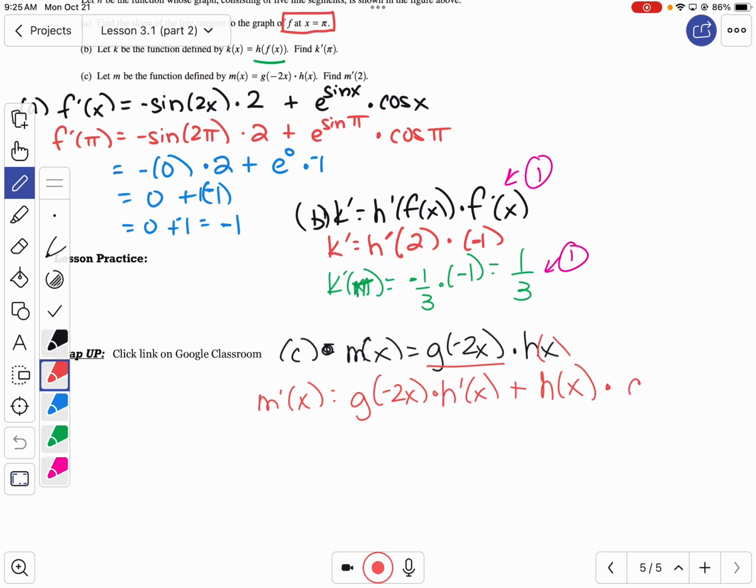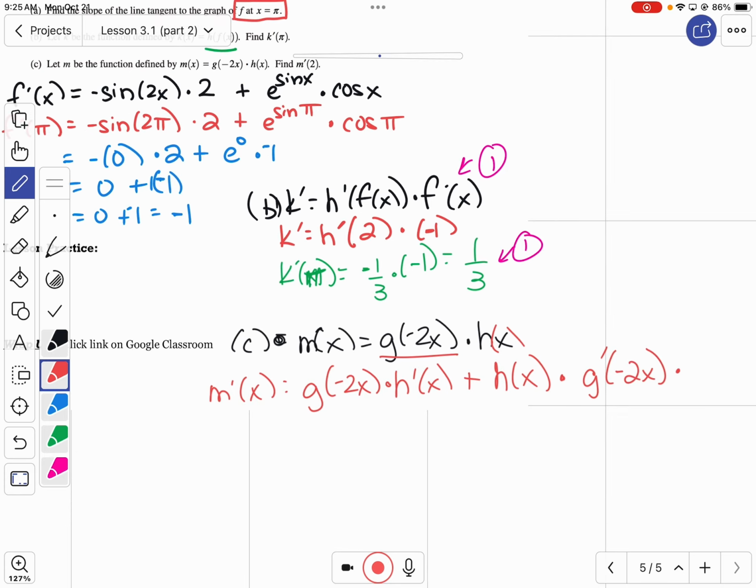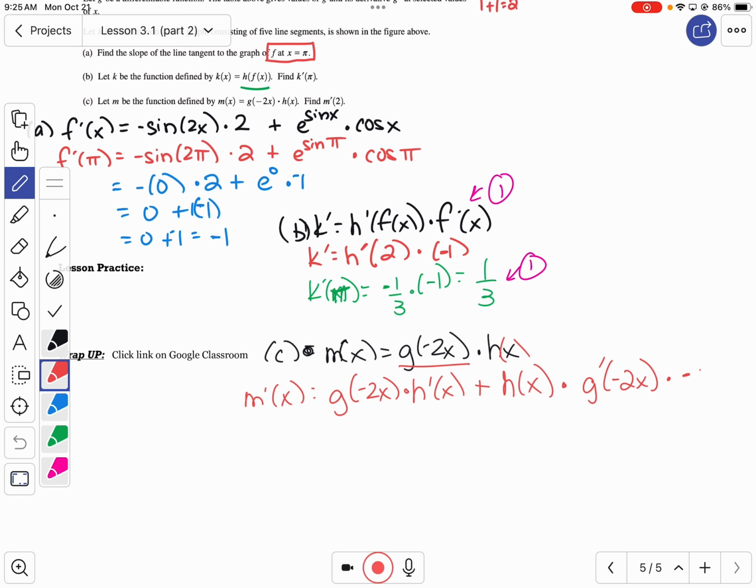So we're going to do g prime of -2x times the derivative of the inside, which would be -2. Okay, so that's where that one gets a little convoluted. All right, and that is worth a point. Oh, it's actually worth 2 points. Okay, so that line's worth 2 points.